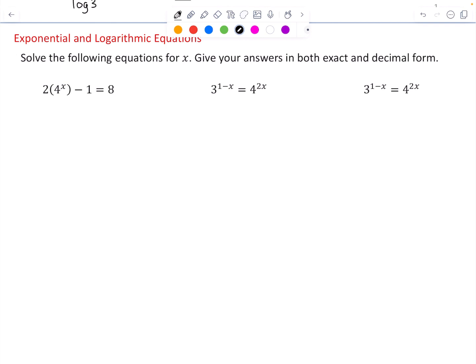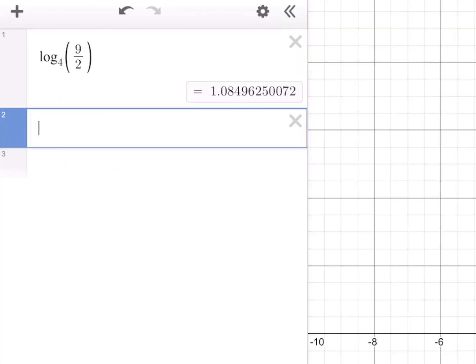Now what I'm going to do here is isolate it. I'm going to begin by adding 1 to both sides, and now divide by 2. And then from here, we have it set up much like the problems on the last page. You can simply convert to log form, and this will produce the exponent: x is equal to log base 4 of 9 halves, which gives me about 1.085.